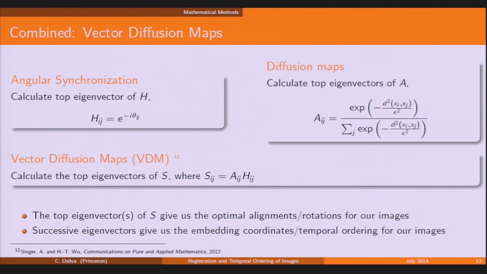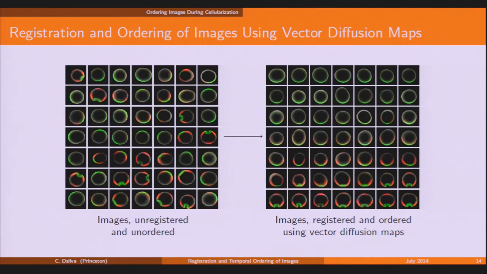So I told you about 2 algorithms which both boil down to eigenvector problems, and you can actually combine them into one step called vector diffusion maps. So this algorithm will both find the best rotation, the best alignments for all your images, as well as order them in time. And it works better than doing each step sequentially because you don't try to align things that are dynamically very different, and so it's more robust.